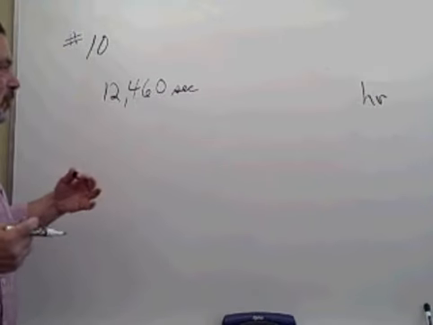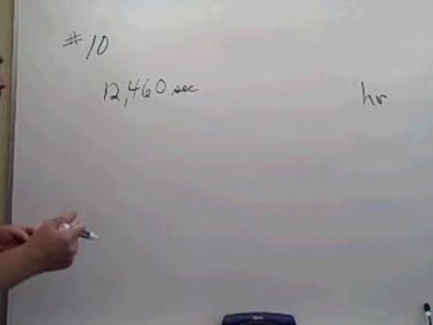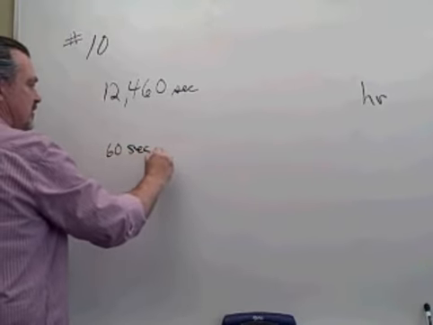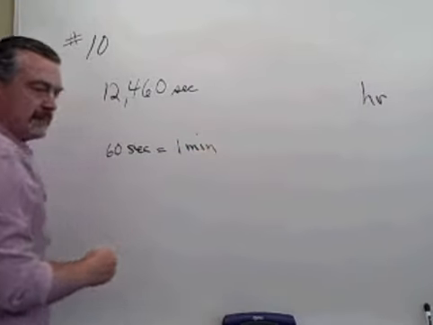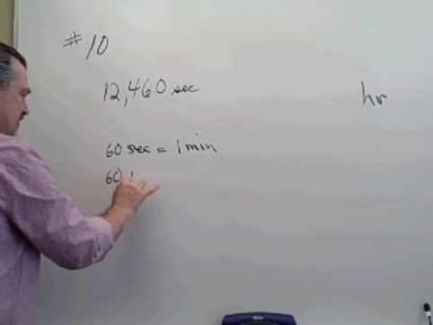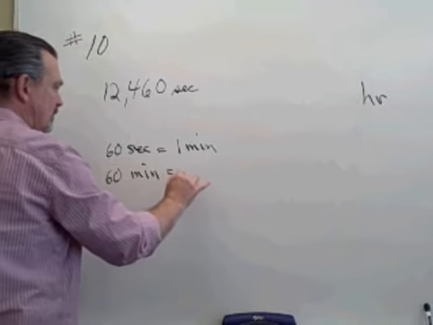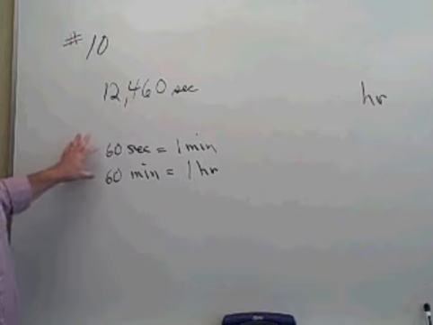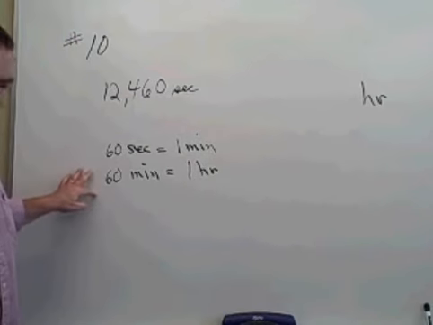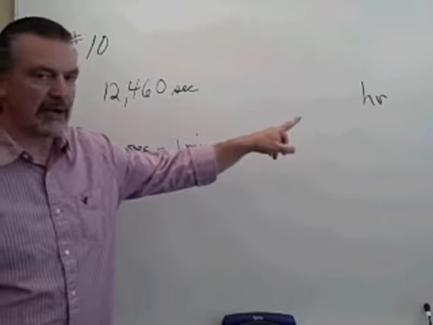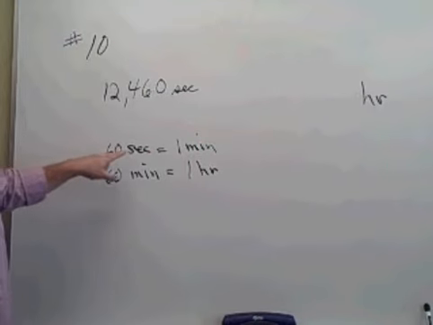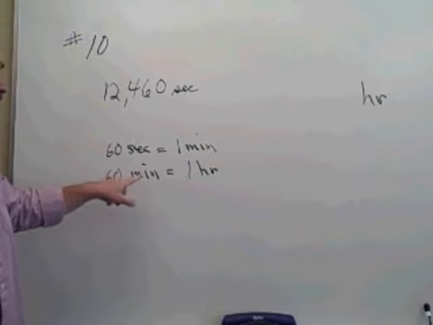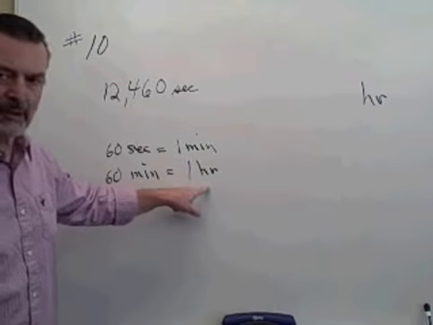And let's think about the equivalences that we know. Well, we know that 60 seconds is equal to 1 minute, and we know that 60 minutes are equal to 1 hour. So it's going to take me 2 conversion fractions to get from seconds to hours. The first conversion fraction will take me from seconds to minutes, and the second conversion fraction will take me from minutes to hours.